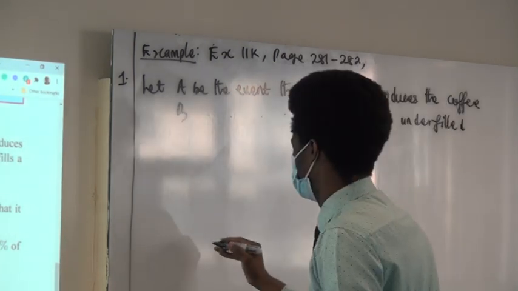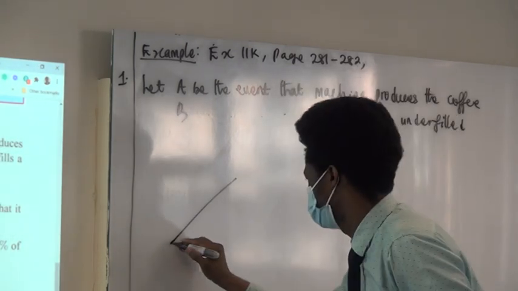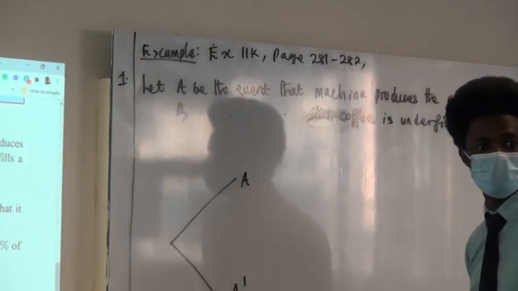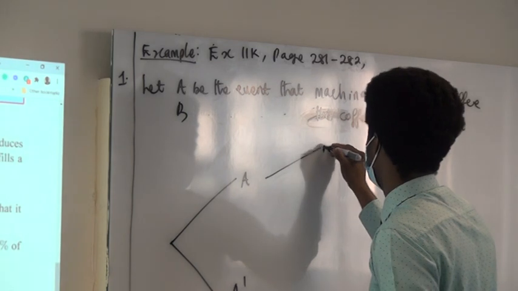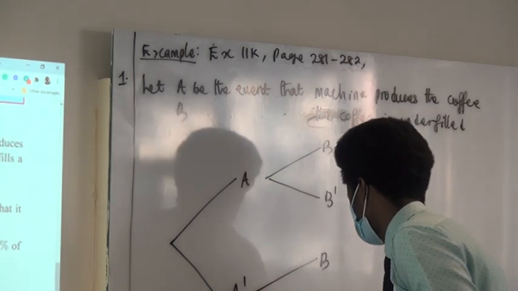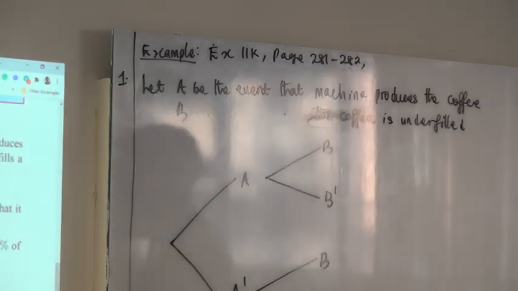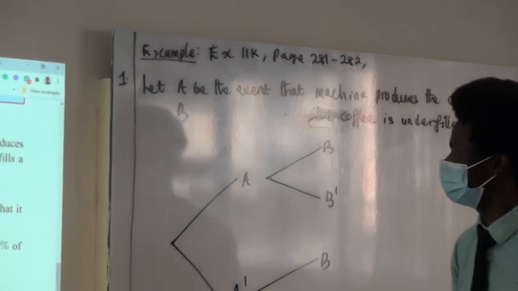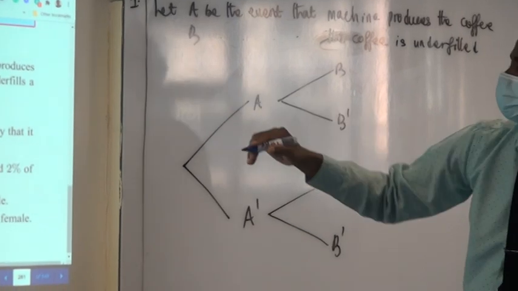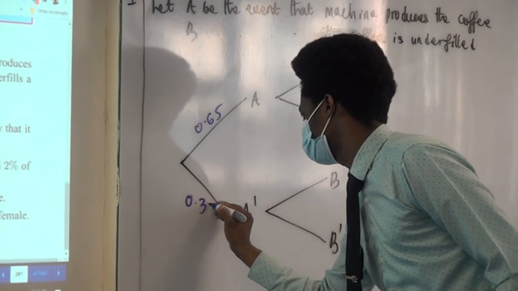Now, the event A is always the first, right? So this is event A, then this will be not event A. Then event B, not event B. Okay? Let's put the probabilities. This is the probability that machine A produces it. So machine A produces it will be 0.65. Then A does not, 0.35.